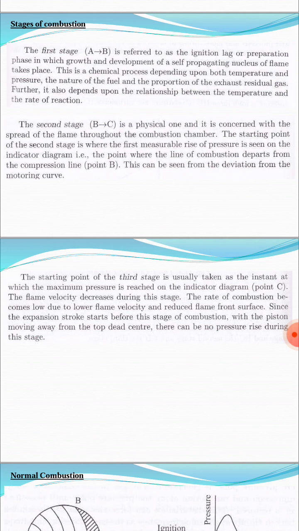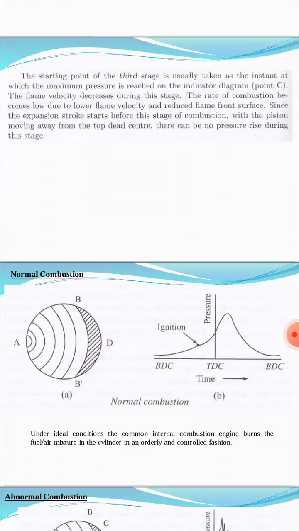The starting point of the third stage is usually taken as the instant at which the maximum pressure is reached on the indicator diagram, that is the point C. The flame velocity decreases during this stage. The rate of combustion becomes low due to lower flame velocity and a reduced flame front surface. Since the expansion stroke starts before this stage of combustion, with the piston moving away from the top dead center, there can be no pressure rise during this stage.